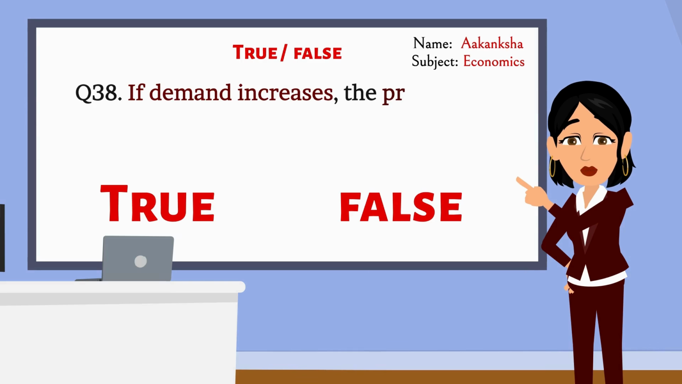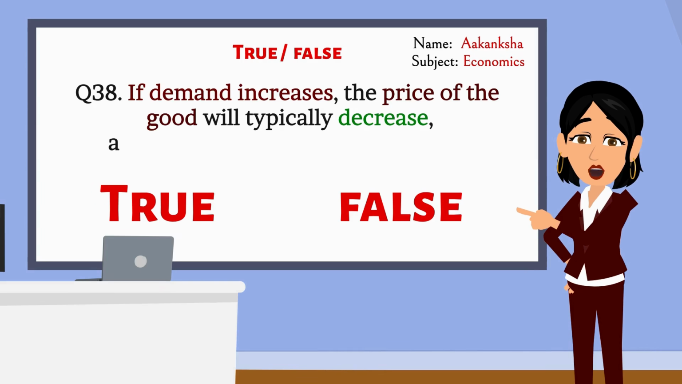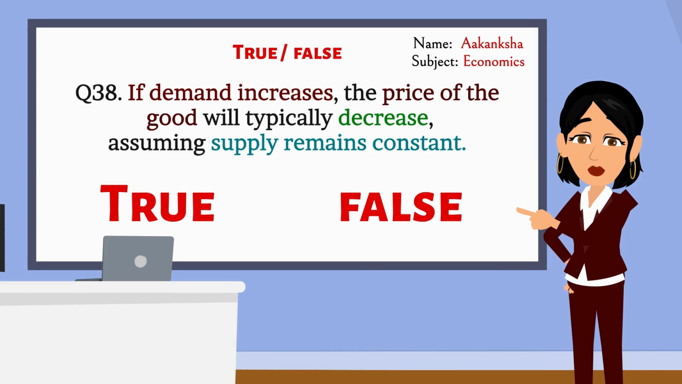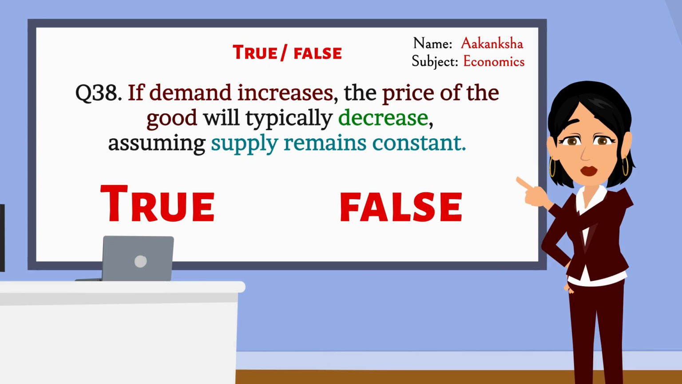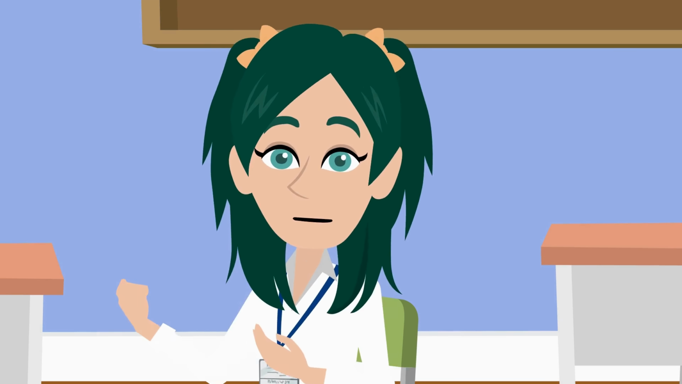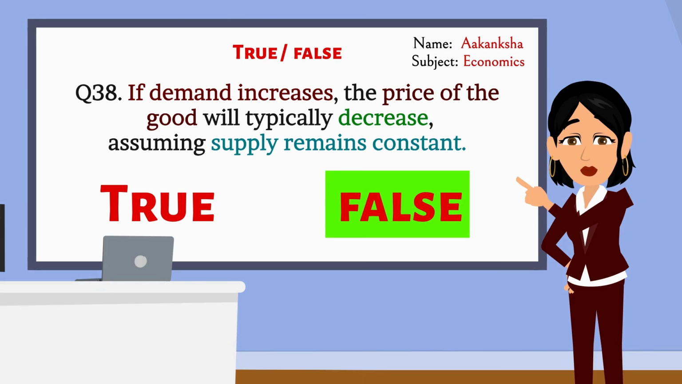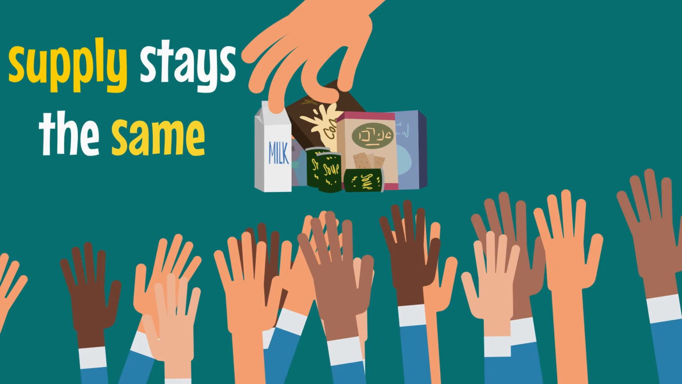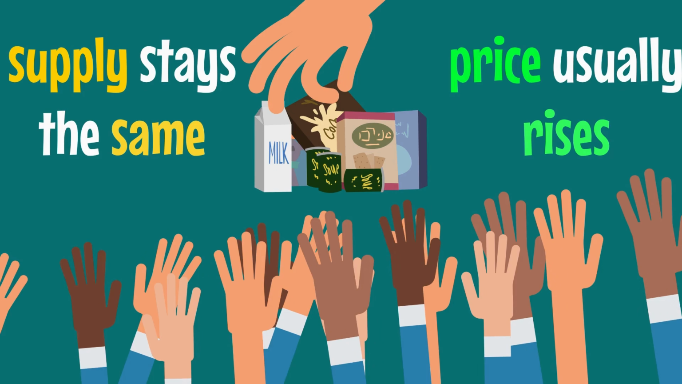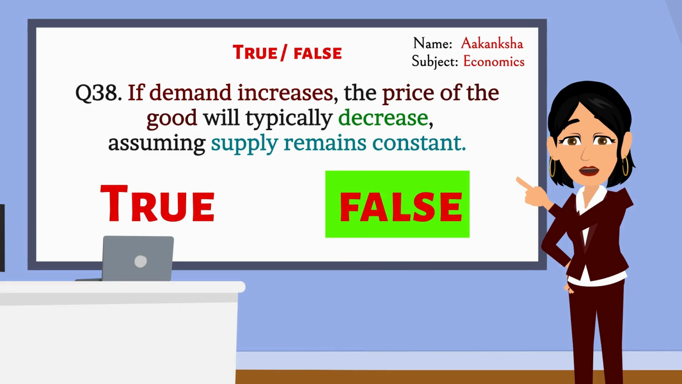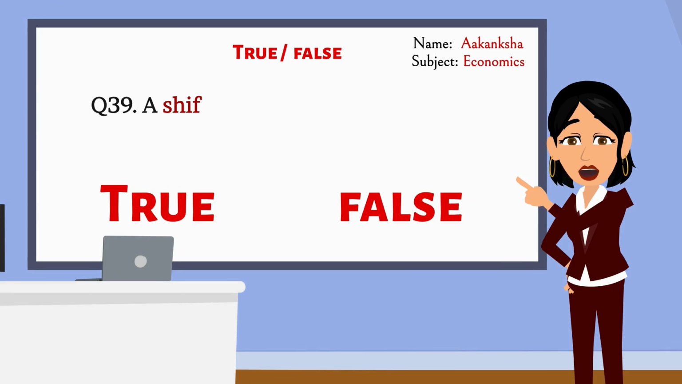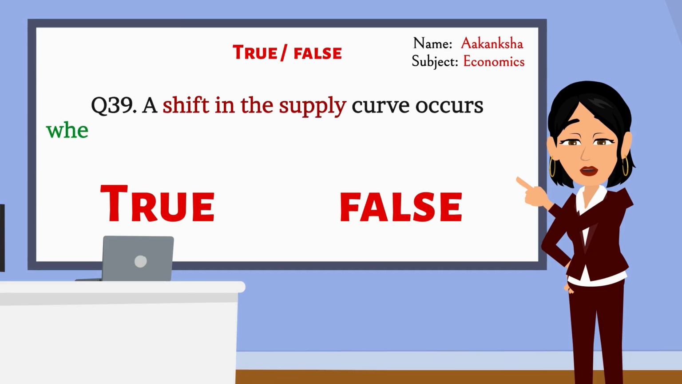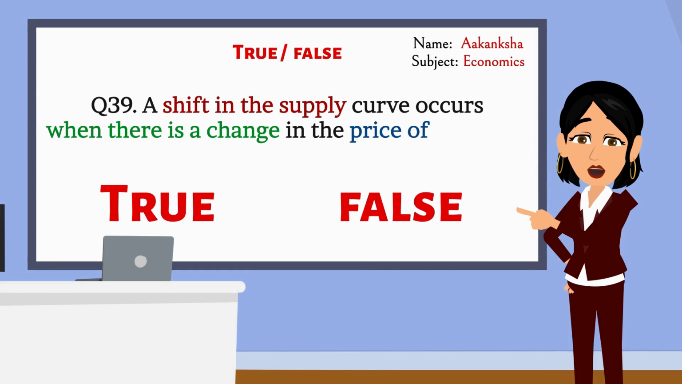Question 38. If demand increases, the price of the good will typically decrease, assuming supply remains constant. True or false? It's a false statement, ma'am. Correct. Why is it false? When demand increases and supply stays the same, the price usually rises due to higher competition for the good. Great explanation.